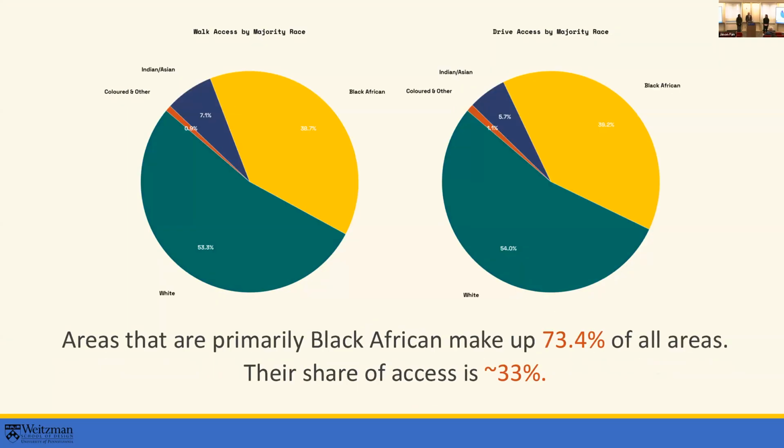And then we switch over to looking at our scores by race. When we aggregate at majority race level of the SALs, the imbalance decreases slightly, but not really, because Black Africans make up over 80% of our population. So we see here that their access is roughly 33%.